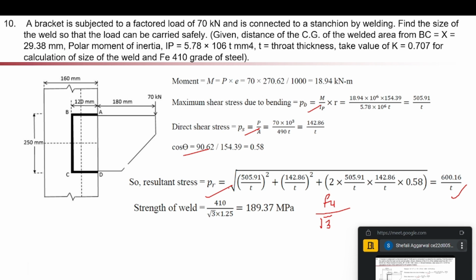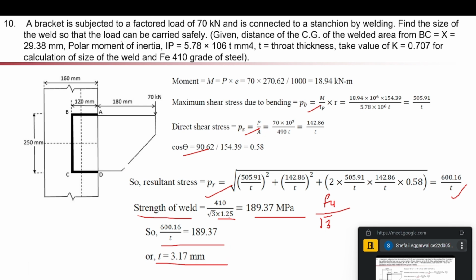Okay, it's not given anywhere, so we are assuming that it is shop weld. So we are taking gamma as 1.25. So we can calculate the strength of weld, one thing. Second is we will calculate the strength using the stress value. So this strength is given by the stress value. Resultant stress will be our strength value, 600 by T, which will equal the strength value calculated from the FU. And when we equate it, we can calculate our throat thickness T as 3.17.